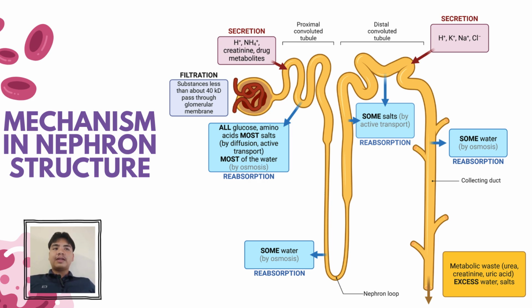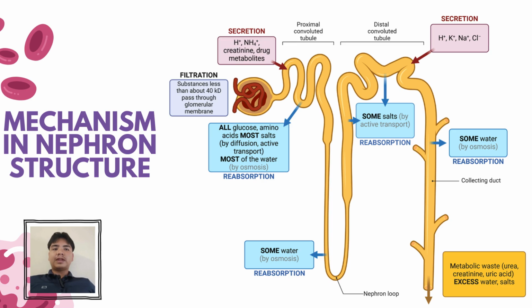Next, there is reabsorption in the proximal convoluted tubule to reabsorb useful substances that have been filtered out, except urea, into the blood by diffusion or active transport. At the loop of Henle, water is reabsorbed and salt is reabsorbed actively. At the distal convoluted tubule, some of the salt is reabsorbed and water is also reabsorbed depending on the body's need.